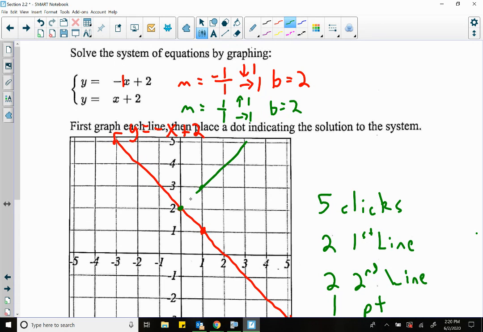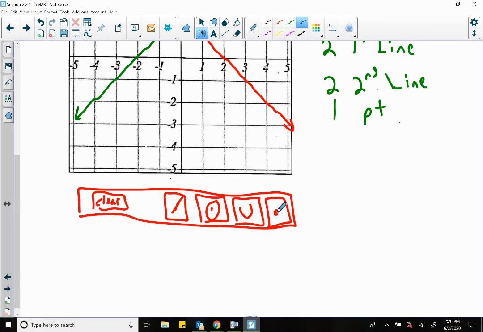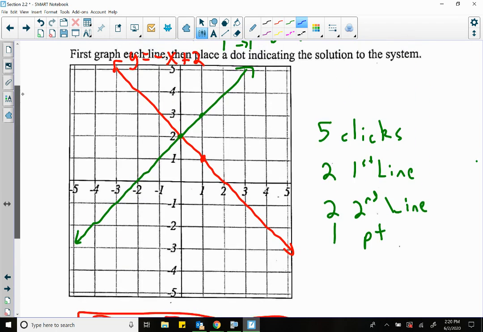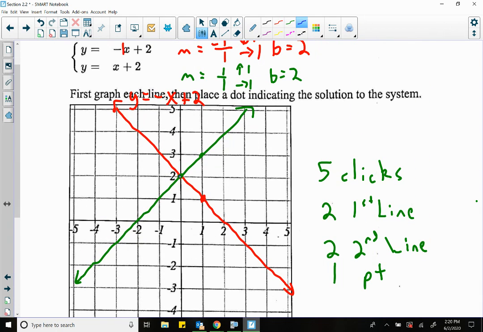And then after those 2 clicks, my line forms. And there we go. So again, 5 clicks. 2 for the red line, 2 for the green line, and then finally you'll come back down, select the dot, the point feature, and come up here and put a blue dot where they hit each other. 5 clicks. 2 for the red, 2 for the green, 1 for the point. That's what you have to do on that problem.